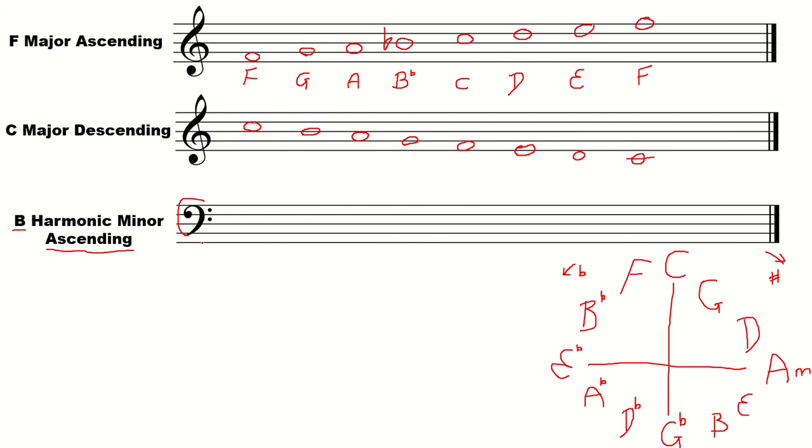We need to know what clef we're in. So in this case, we're in our F clef, meaning that this is G, this is F. So we need to work out where our B is, and our B is, of course, here. So minor.